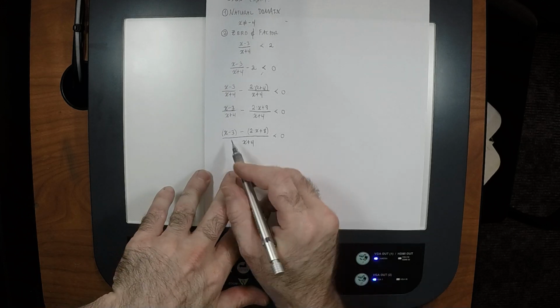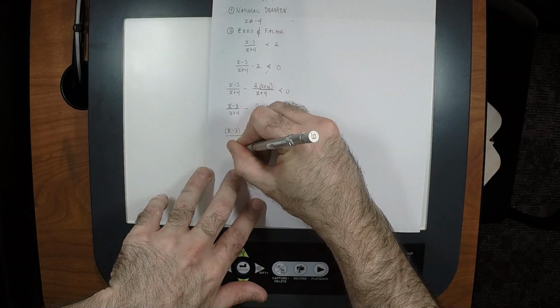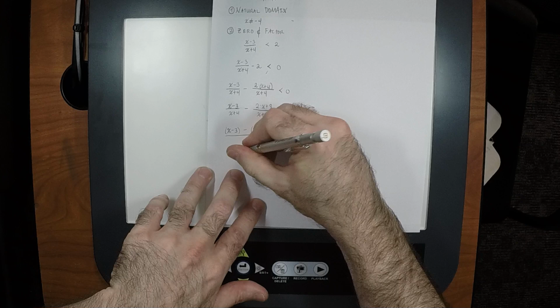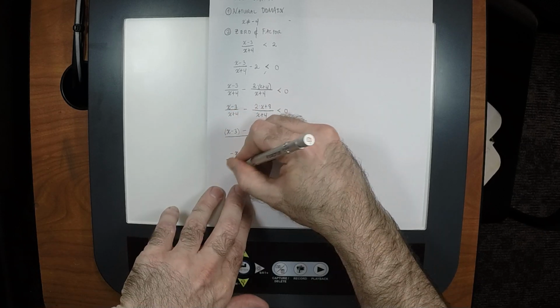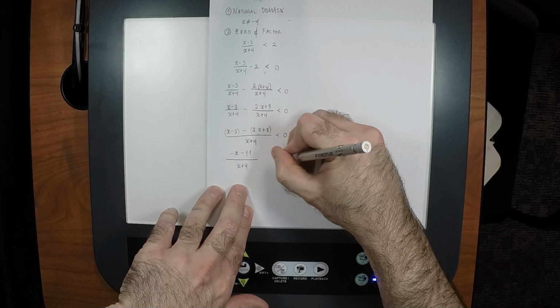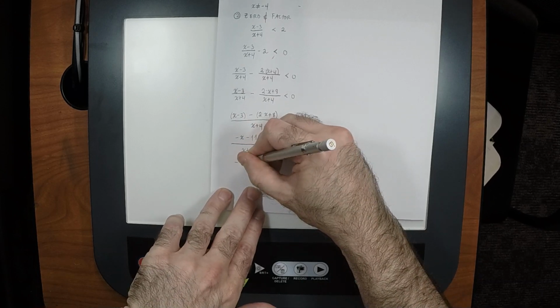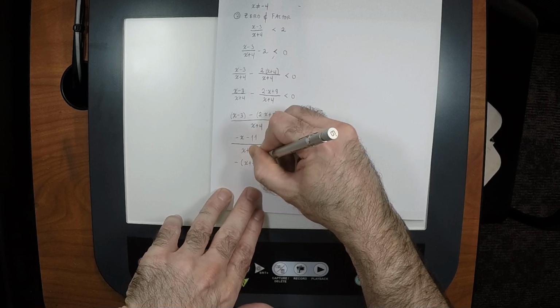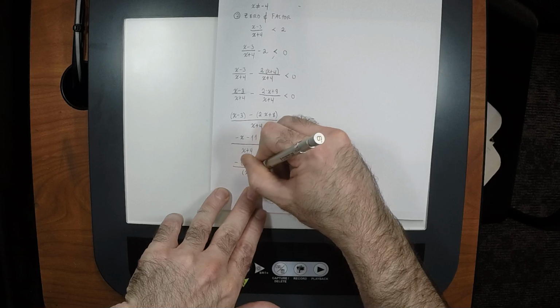Okay, so then carrying that out in the numerator, I see negative x, and then negative 3 minus 8 is negative 11 over x plus 4, less than 0. And then I'll factor the negative out and get what in the numerator? X plus 11, and then x plus 4, like this.